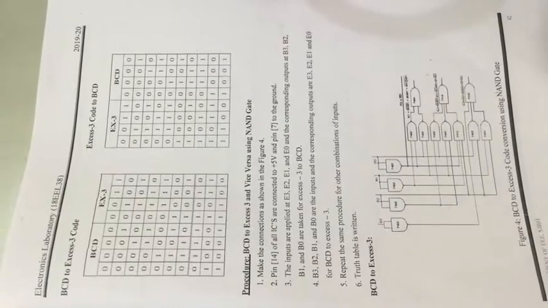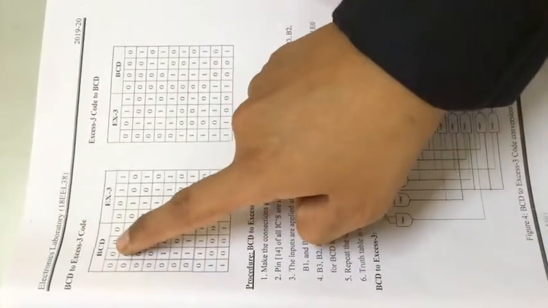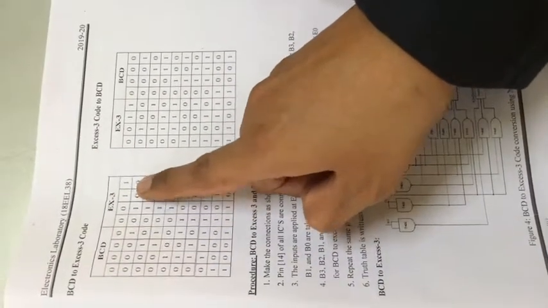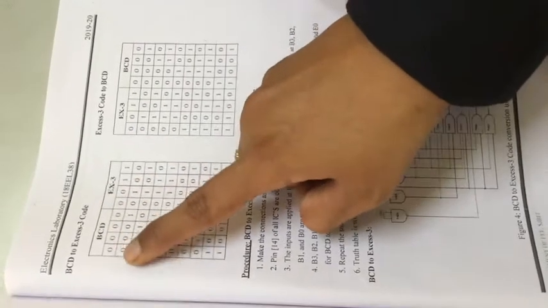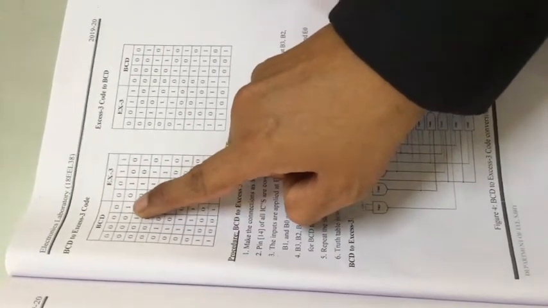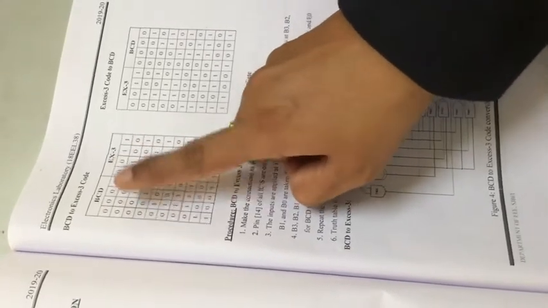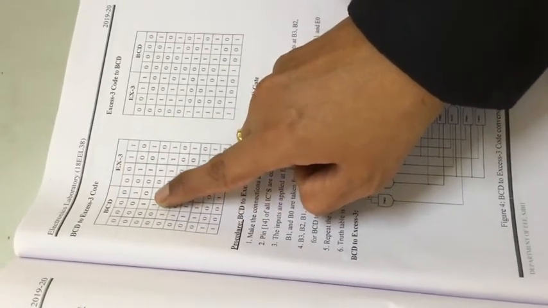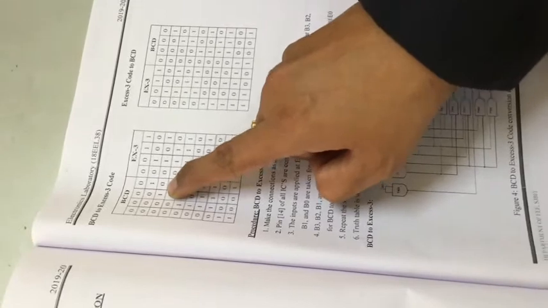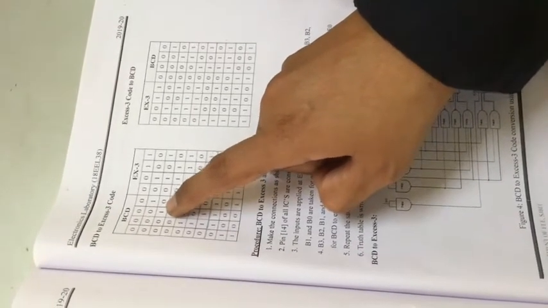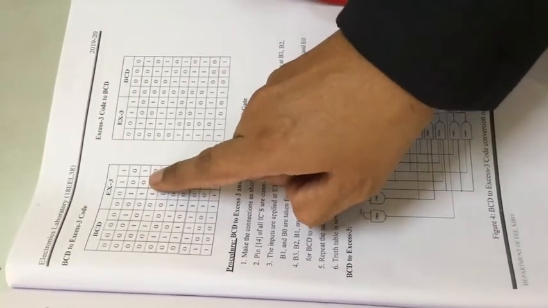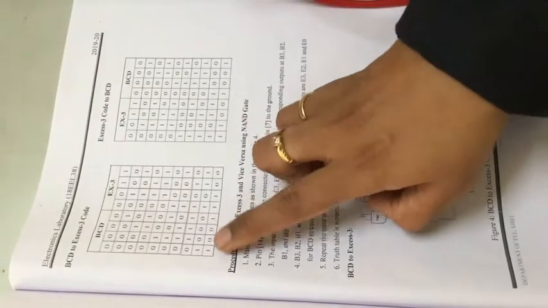What do you mean by excess of 3? Adding excess of 3 to it. So 0, if I add plus 3 to it, it should give me 0, 0, 1, 1. The next binary input is 1. If I add plus 3 to 1, it should be 4, 0, 1, 0, 0. The next binary coded decimal is 2. 2 plus 3 is nothing but 5. Similarly, the table goes on until 9.